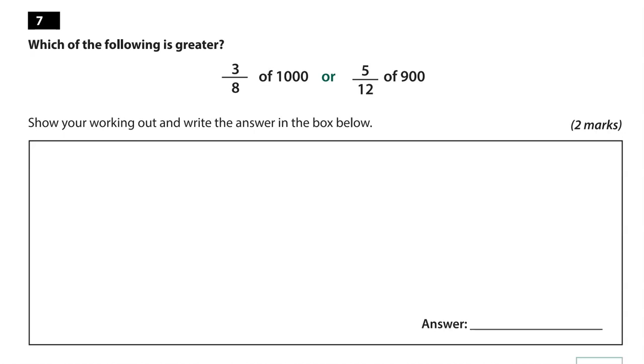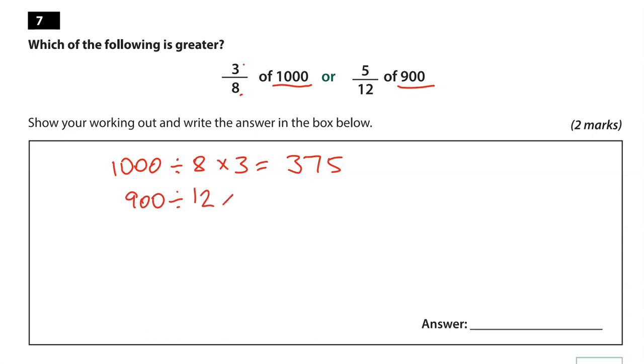What I'm going to go for is 1000 divided by 8 times 3, which is 375. Now 900 divided by 12 times 5, which is 375. So they're both the same. So we're going to say equal. None of them is greater.